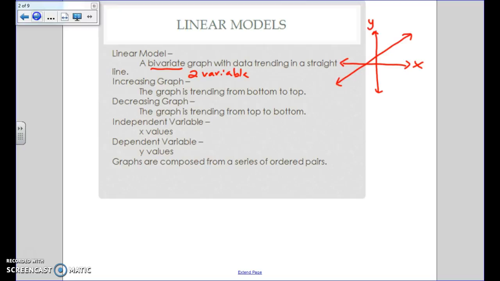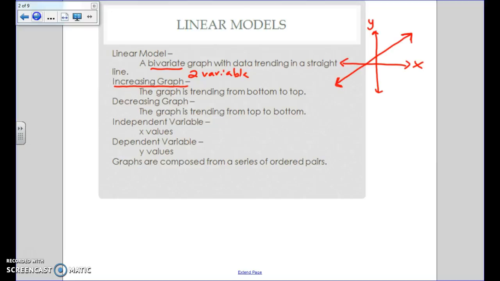Okay, there's two types of linear models. There's four types of linear models, but the two that we will be looking at will be the increasing graphs, which is in red here. This is increasing, goes from bottom to top. Looks like it's climbing uphill.